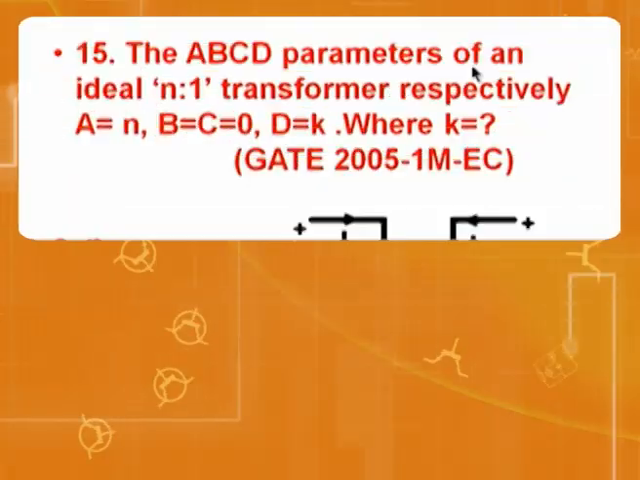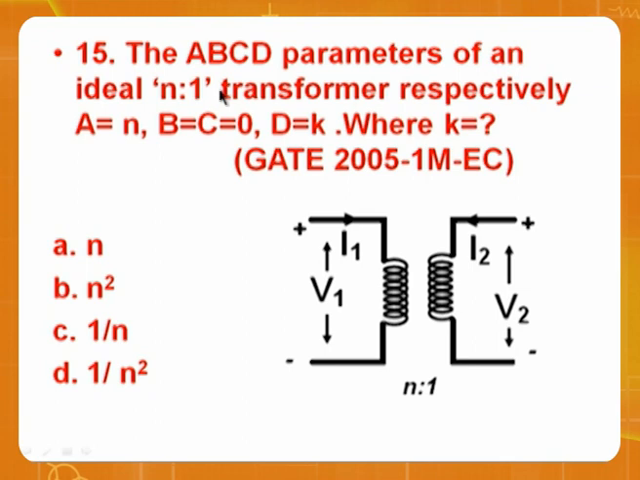The ABCD parameters of an ideal n:1 transformer are, respectively, what? This is a given ABCD parameters. A is equal to 1, B and C are then. What is the K? He is simply asking the value of K. This was 2005. The answer is very simple.